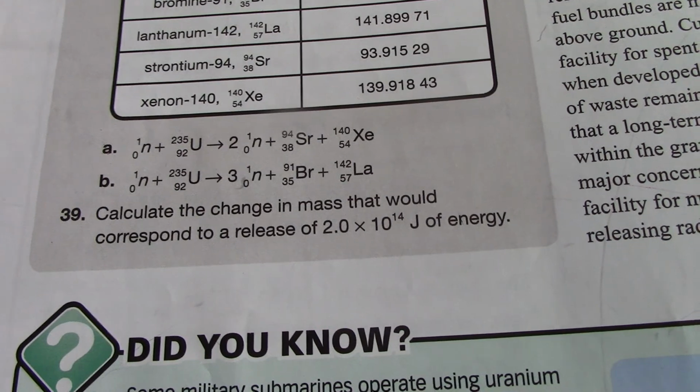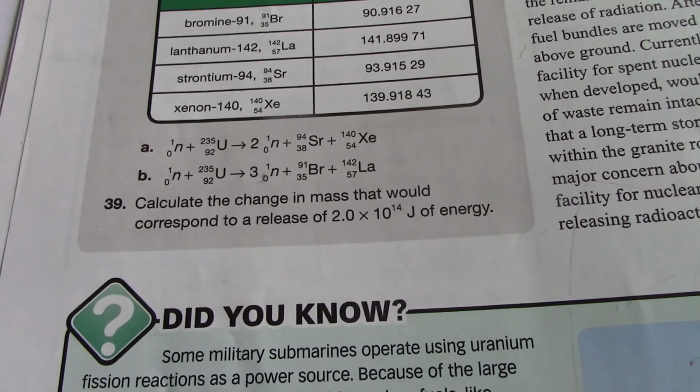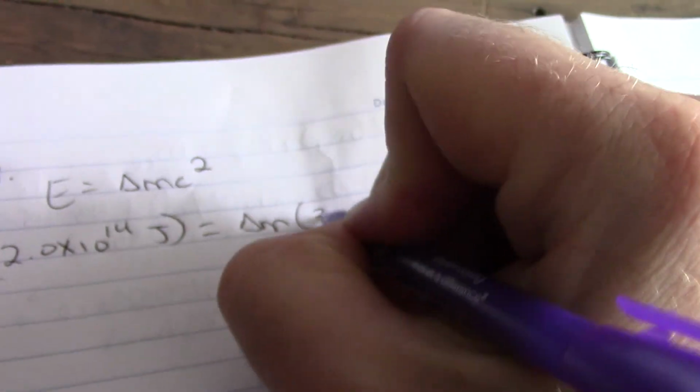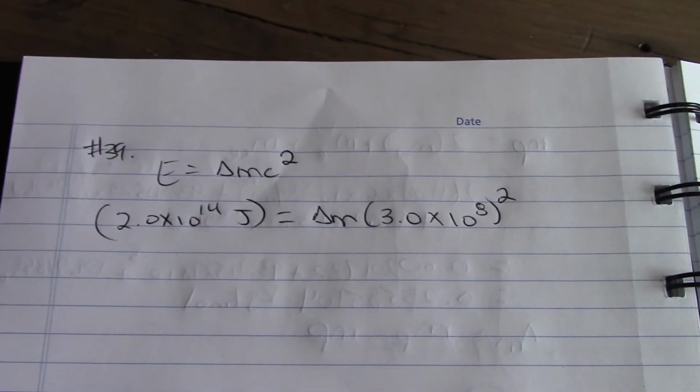So you can do B, and let's look at 39. Number 39 says, calculate the change in mass that would correspond to a release of 2.0 times 10 to the 14th joules of energy. So this is E equals delta m c squared. I know that I have 2.0 times 10 to the 14th joules of energy. It wants me to solve for delta m. And I know that I have 3.0 times 10 to the 8th meters per second for the speed of light.